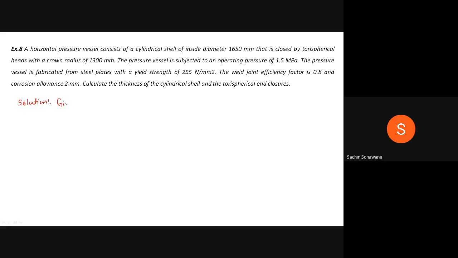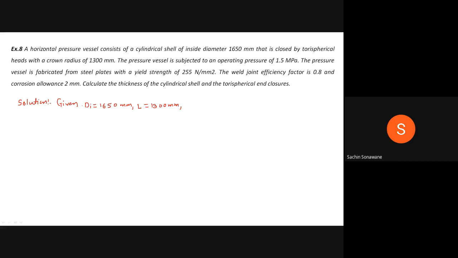In the given data, a horizontal pressure vessel consists of a cylindrical shell of inside diameter 1650 mm, means Di is equal to 1650 mm. It is closed by torispherical heads with a crown radius of 1300 mm. The crown radius is denoted by letter L, so L is equal to 1300 mm.